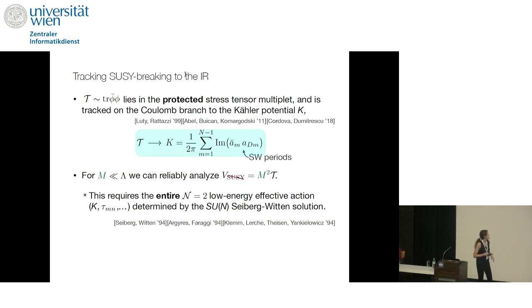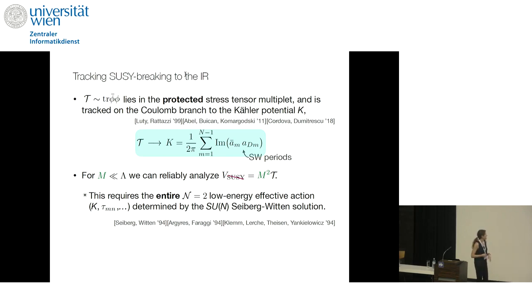So firstly, this supersymmetry breaking operator, this non-holomorphic mass for the vector multiplet scalars, lies in a protected multiplet of supersymmetry. It is the bottom component of the N=2 stress tensor multiplet, and as such, it can be tracked on the moduli space of the N=2 theory. Doing so, it is matched to the Kähler potential on the Coulomb branch. So this is the N=2 Kähler potential, which is a globally defined function given in terms of the periods of the SU(N) generalization of the Seiberg-Witten solution to the N=2 theory.